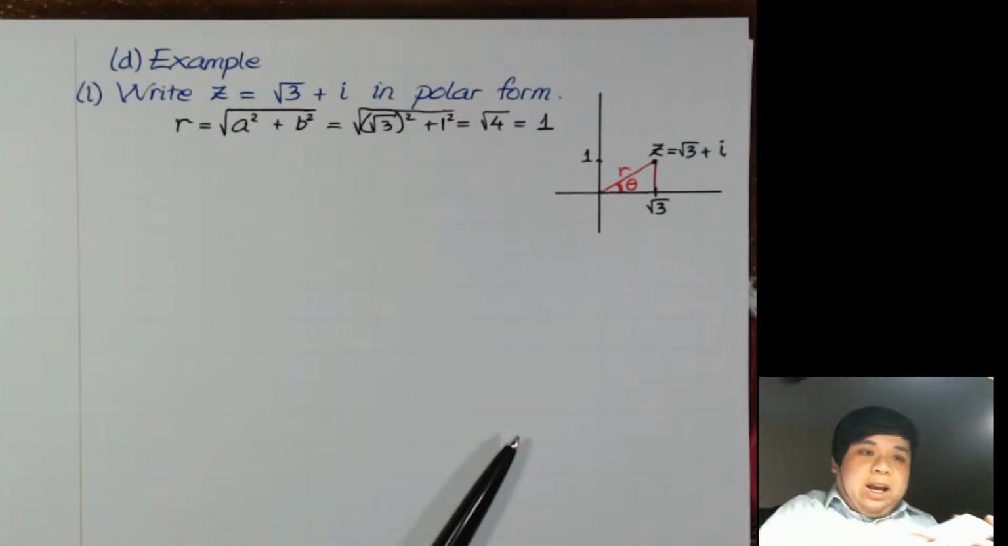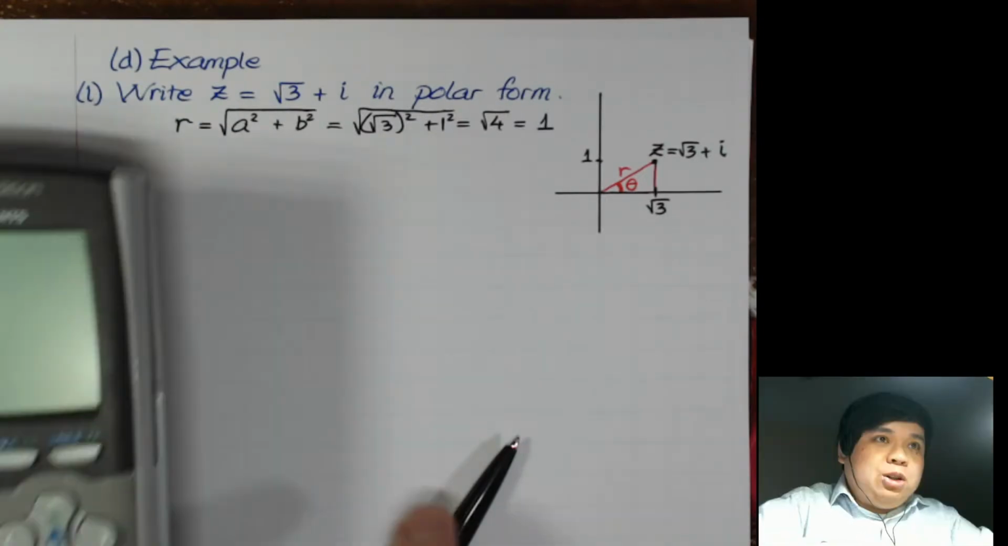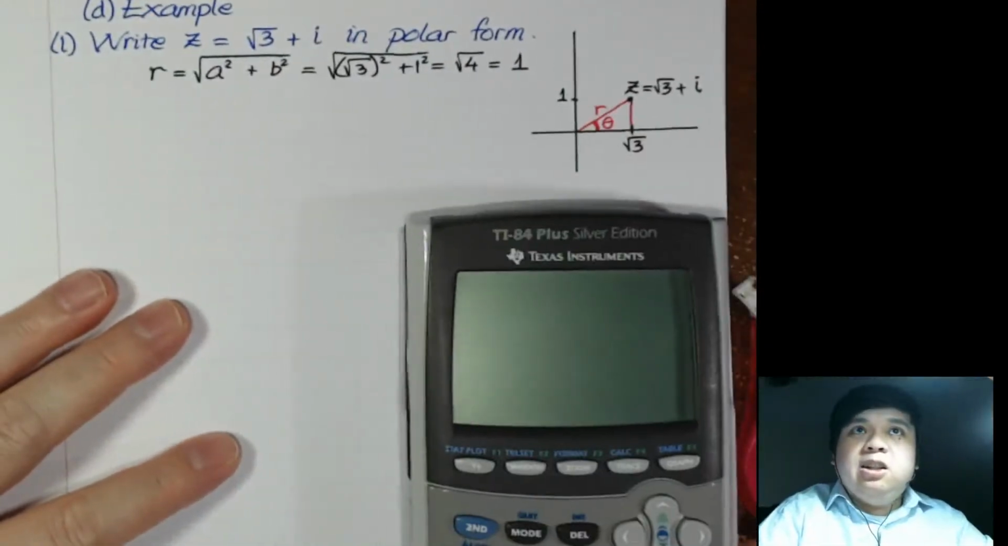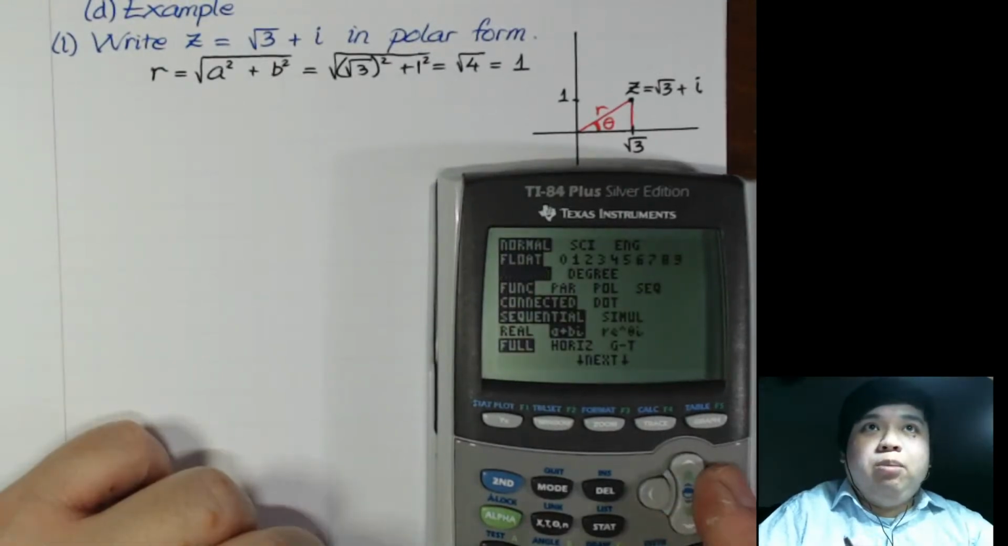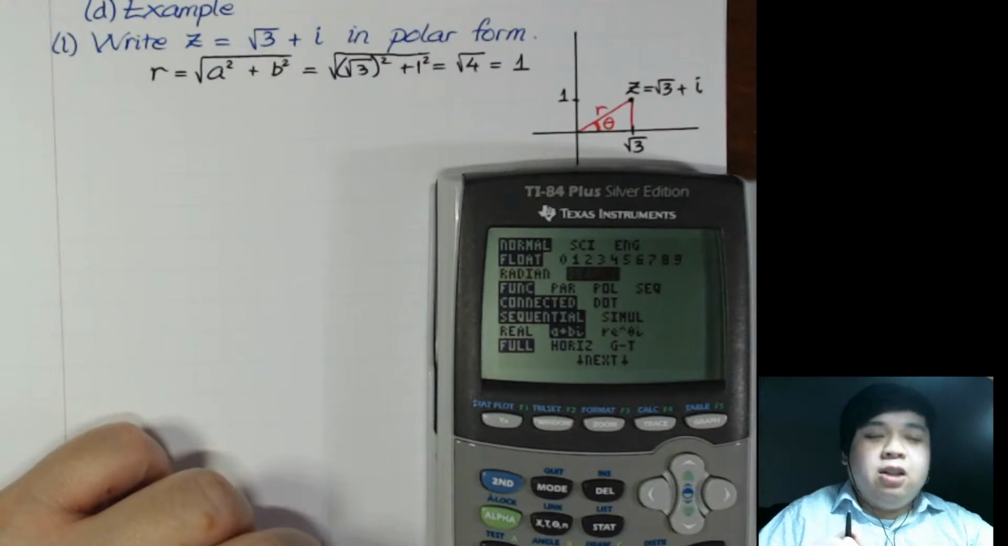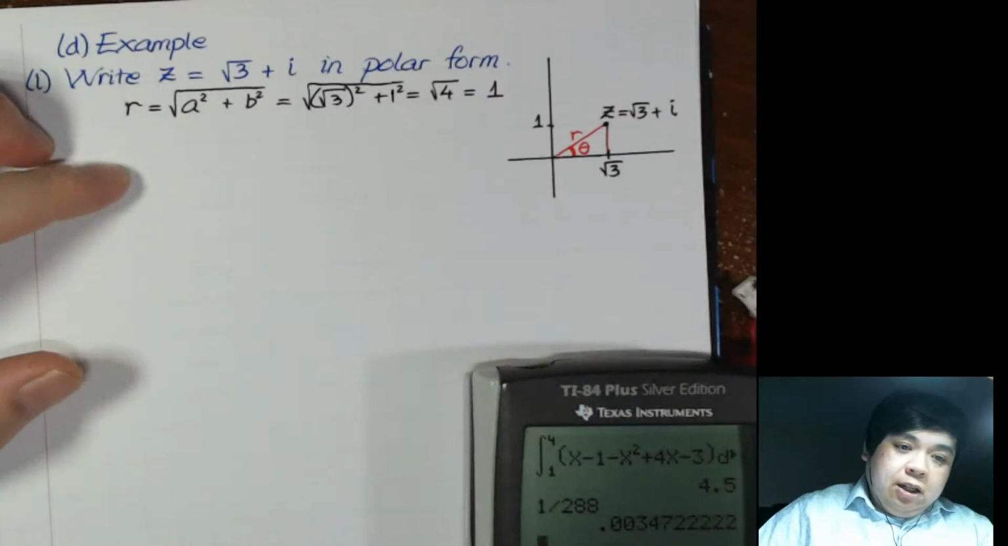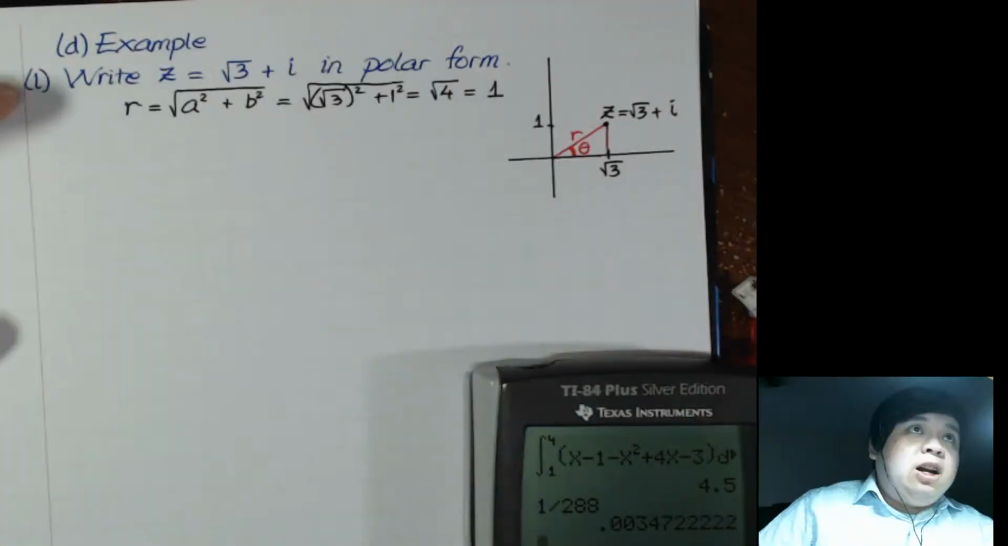I cannot use a calculator, but I just have to use the old-fashioned calculator. So I will set the calculator in the degree mode first. So we have R. How do we find theta?